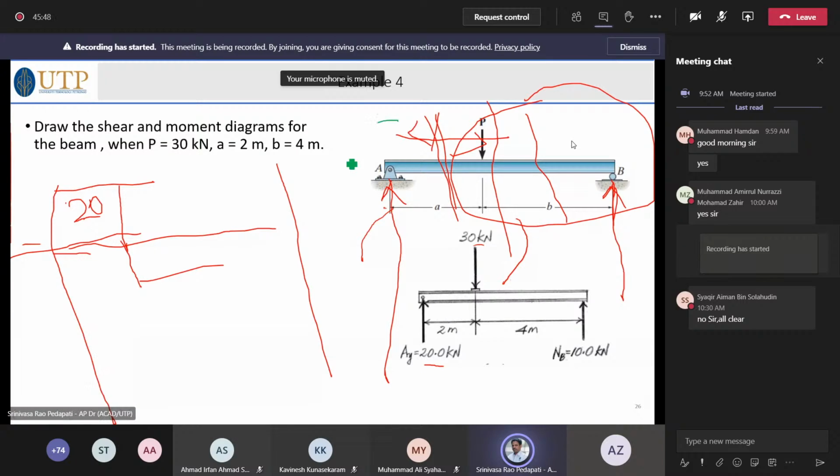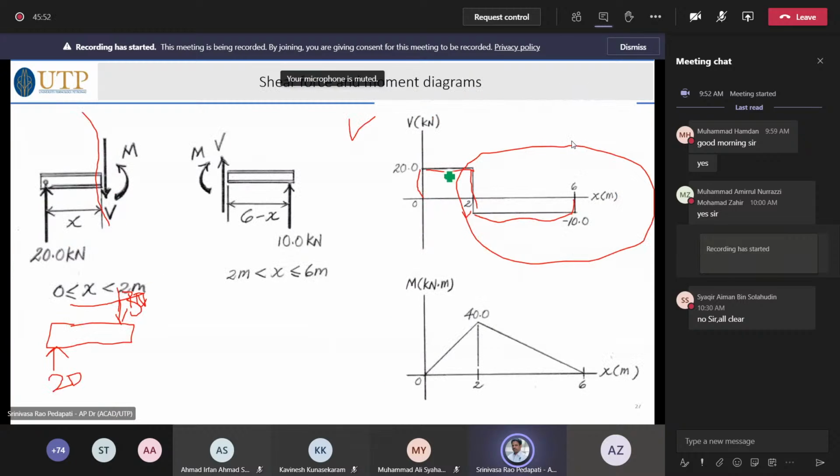Similarly, the other zone, this zone is 20 kilonewton. Why 20 kilonewton? Because if you see this figure, the only force that is acting is 20 kilonewton until x is equal to 2. When x is equal to 2, what happens? Another force, 30 kilonewton, is acting downwards. Therefore, net force is 30 minus 10... net force is 10, and that 10 is minus, because when you consider the left side, downwards is negative.